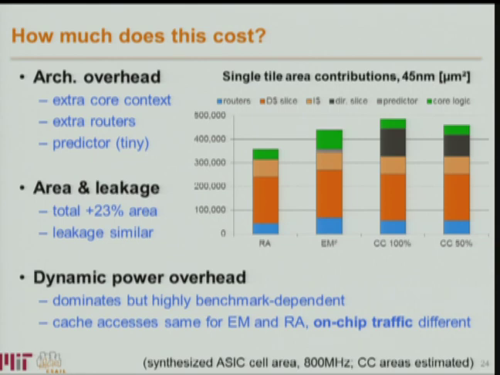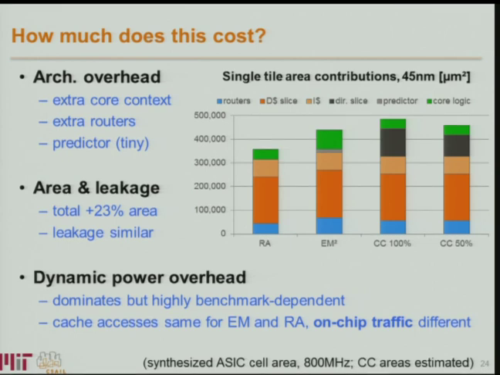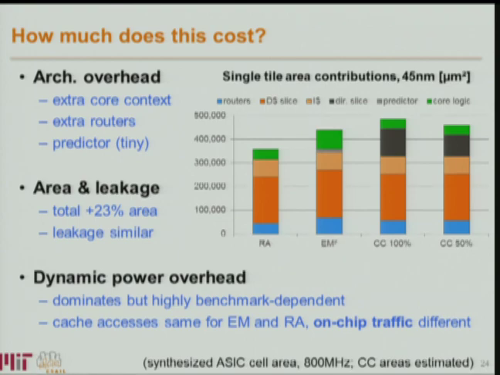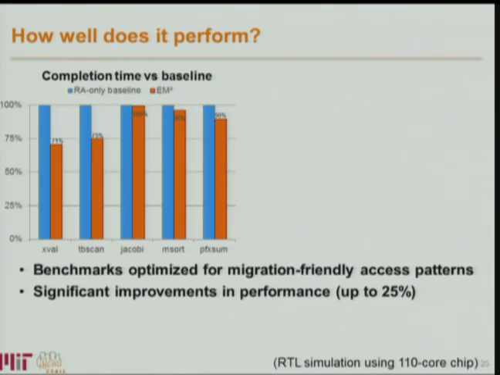So the question is, is it worth it? And the answer to this is, what is the dynamic power? The dynamic power is proportional to the amount of traffic we have on the interconnect, basically, and it depends on what benchmark you're running. The advantage is that because both our baseline and our migration-based design access the same addresses, we can just compare the traffic and conclude that dynamic power is comparable.